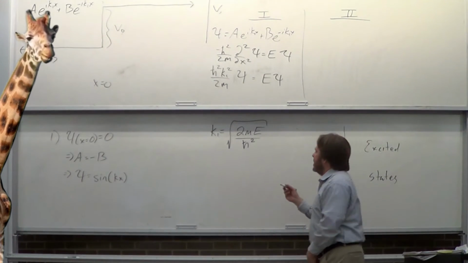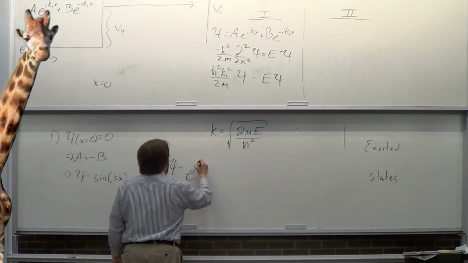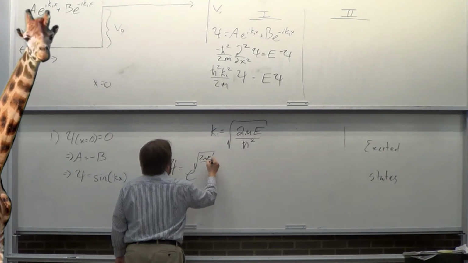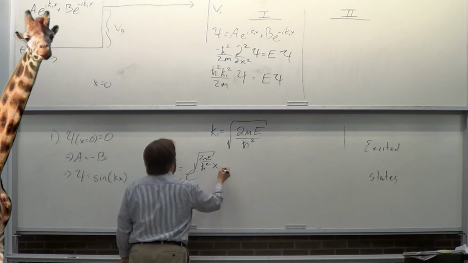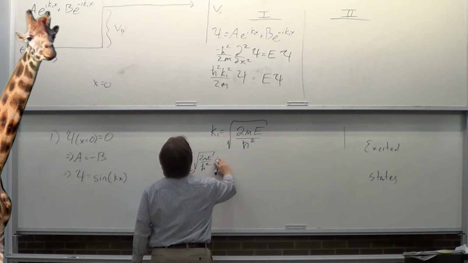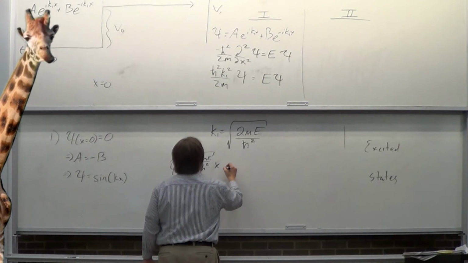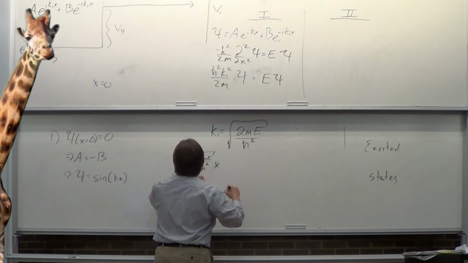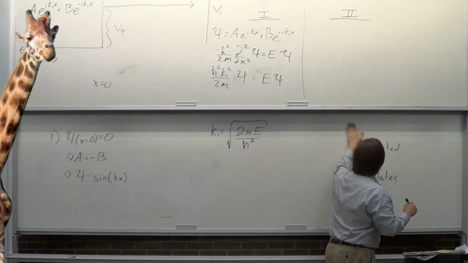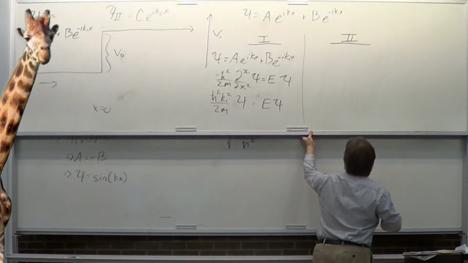Now I can write the wave function. Oh God, this is painful, but anyway, it has to be done. The square root of 2mE over h bar squared times x, ikx. I tell you what, let me worry about that later because we're running out of time. Let's do part B, because the next thing we have to do is figure out A and B.